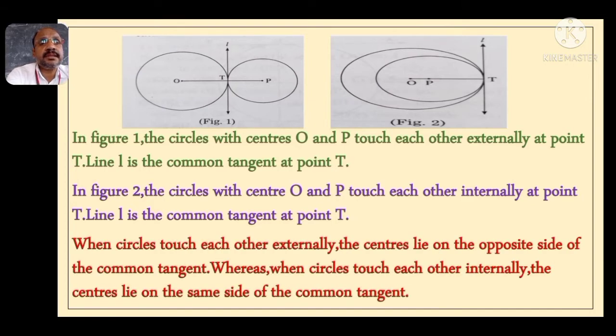When circles touch each other externally, the centers lie on the opposite side of the common tangent. Whereas when circles touch each other internally, the centers lie on the same side of the common tangent.